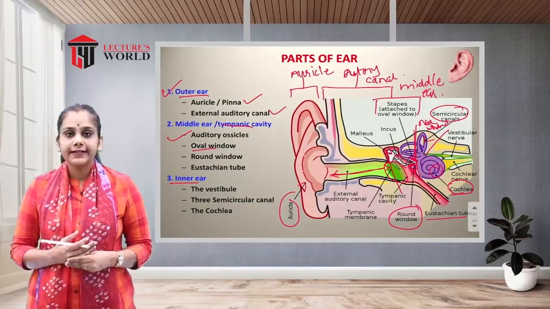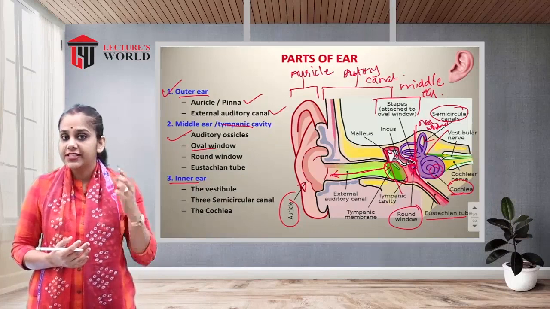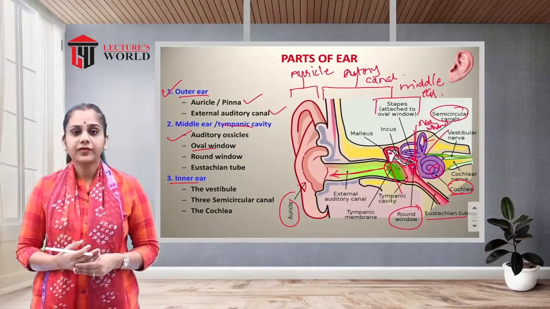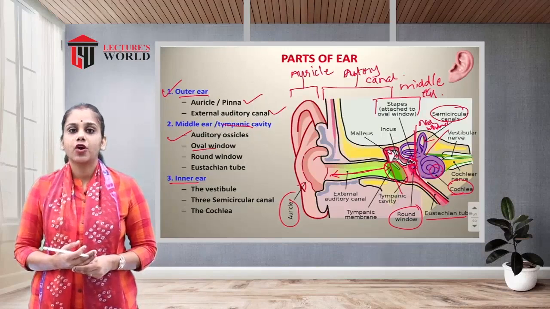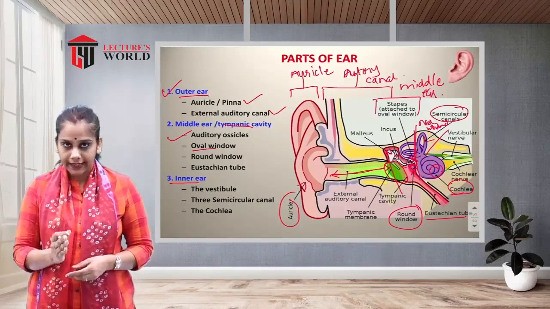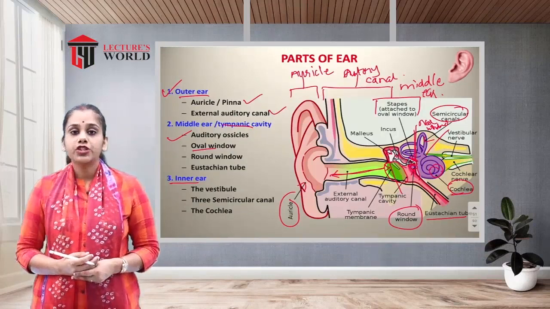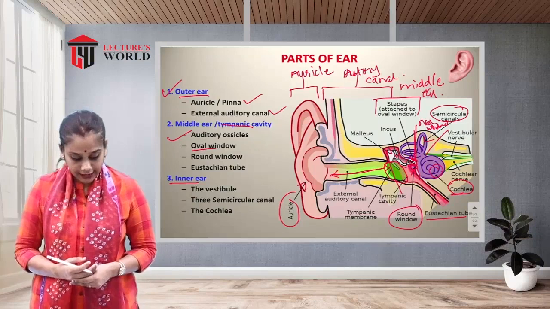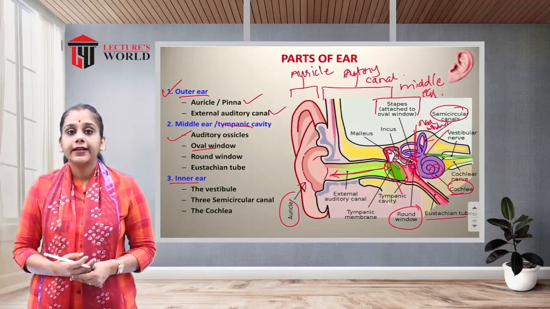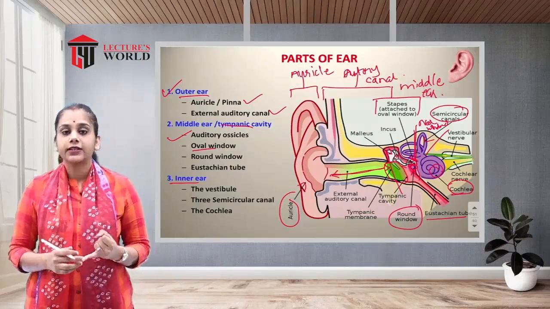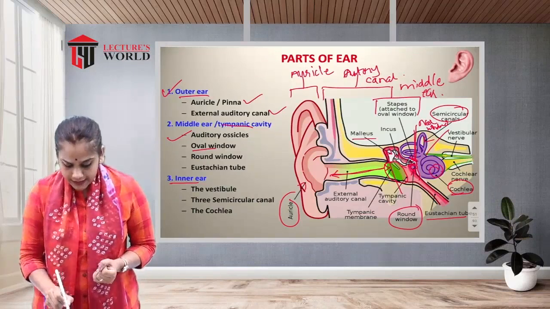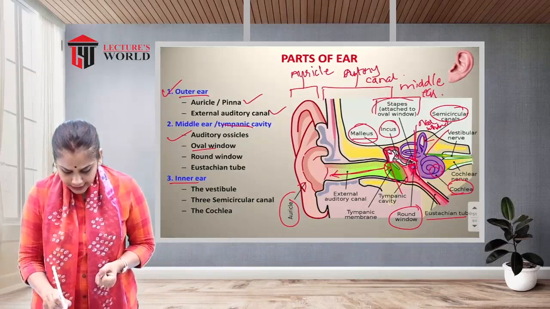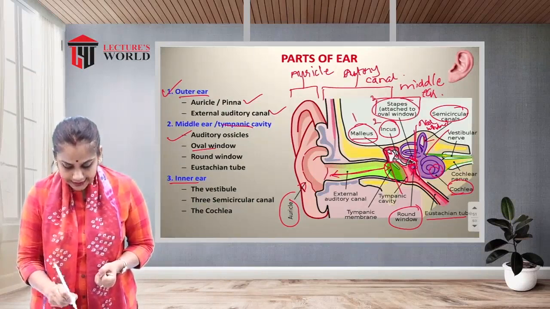In the outer ear, there is the auricle, that is the visible portion of the ear, also called the pinna. Also, there is the external auditory canal up to the tympanic membrane. The second portion is the middle ear, also called the tympanic cavity. It contains the auditory ossicles. In that, three bones: malleus, incus and the stapes.